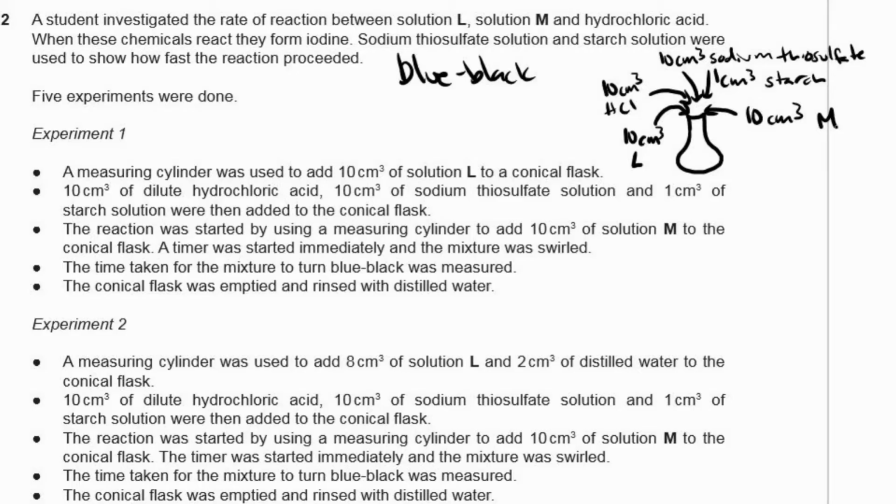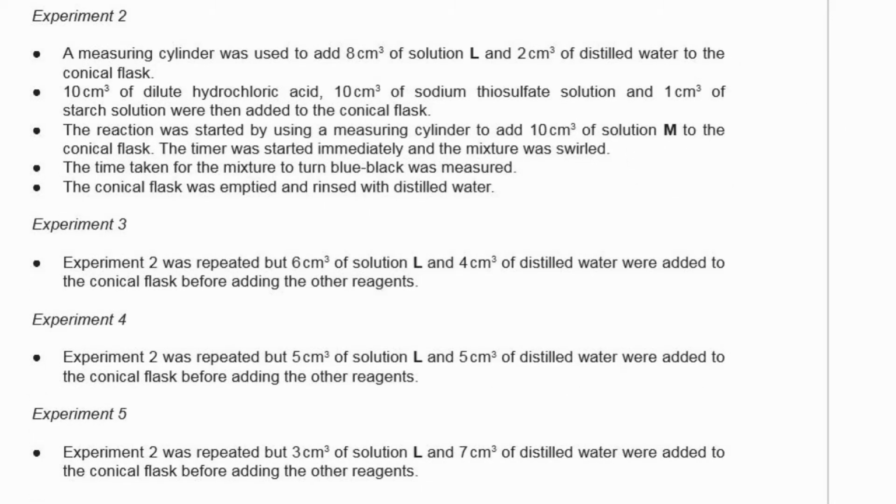All right. Then once all those have been added, the reaction will have started, and then a timer was started immediately, and they swirled the mixture. The time taken for the mixture to turn blue-black was measured, and the conical flask was emptied and rinsed with distilled water so they can do it again. So experiment 2, a measuring cylinder was used to add 8 centimeters cubed of solution L and 2 centimeters cubed of water to the conical flask, 10 centimeters cubed of dilute hydrochloric acid, 10 centimeters cubed of sodium thiosulfate solution, 1 centimeter cubed of starch solution were then added to the conical flask.